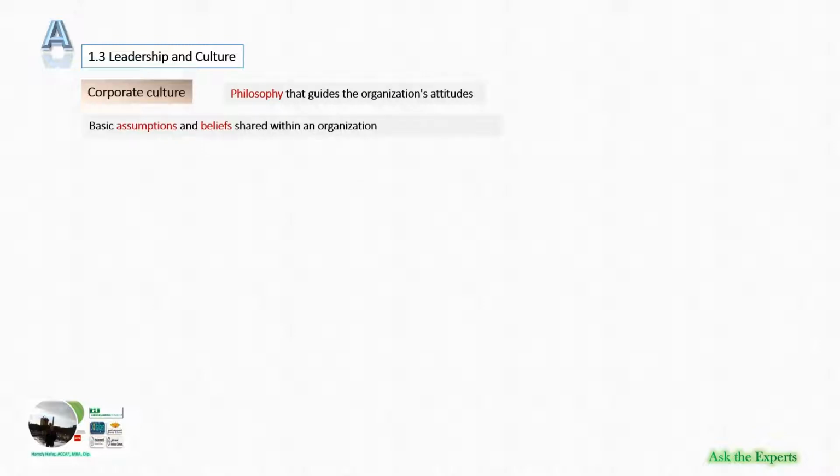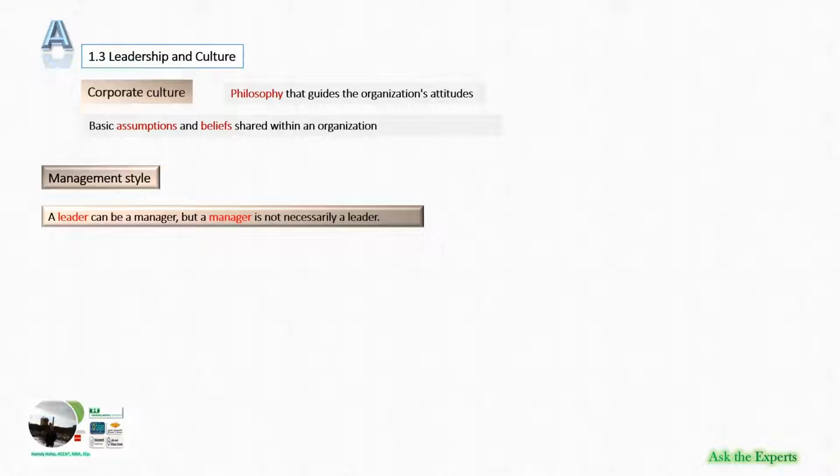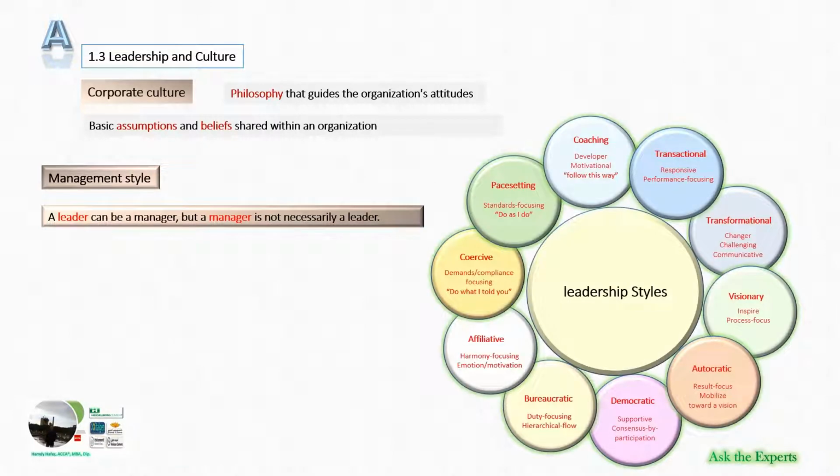Leadership and culture. What's corporate culture? It's the philosophy that guides the organization's attitudes. Basic assumptions and beliefs shared within an organization. Based on the management style, a leader can be a manager, but a manager is not necessarily a leader. Now try to apply these leadership styles for your managers. Which one is your manager's style? The common leadership styles are transactional, transformational, coaching, visionary, and democratic.